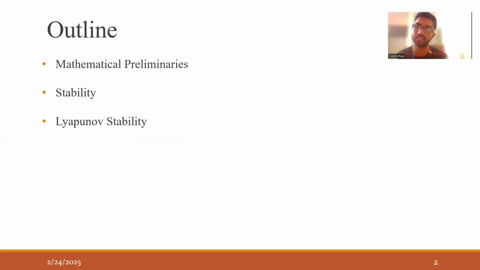Today I'll be teaching certain mathematical preliminaries, which Sir has also taught about: positive definite, when do we say a function is positive definite, negative definite, positive semi-definite, negative semi-definite, how do we say a matrix, what is a quadratic form, etc. We will be touching on those.